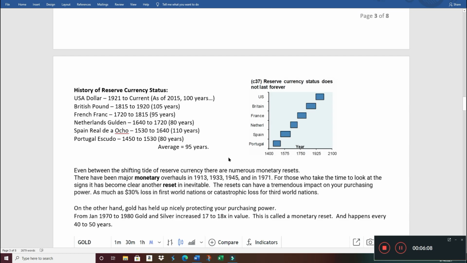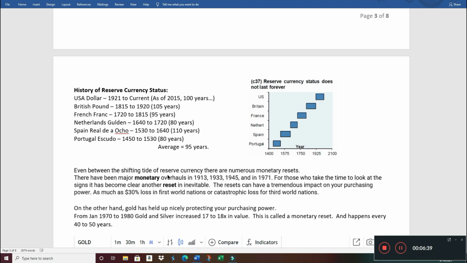So I've shown this before, but I think this is worth repeating. This is showing the history of the reserve currency status, and you can see Portugal had it for about 80 years, Spain had it for 110 years, Netherlands had it for 80 years, French franc was 95, British pound was 105, and currently the USA dollar is right at 100 years. So when you look at this, it's like, I think it's almost time, folks.